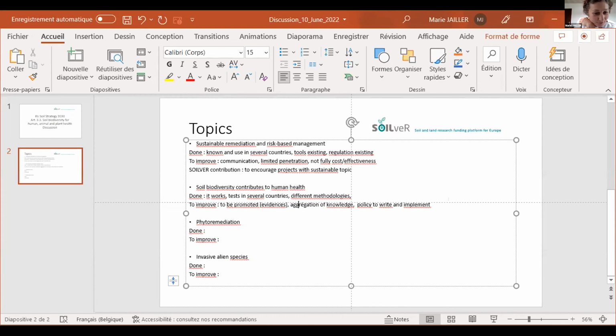Okay, and I would like to check that what I wrote to improve is what you wanted to say. So to promote biodiversity, you have evidence that it is important: the aggregation of knowledge and the policy to write and to implement. Maybe you could think that for soil biodiversity, if we want people to do it, they have to have common methodologies or a guide with different methodologies to follow, because I think that it can be a threat for people. We have fear about this because they don't know how to do it.